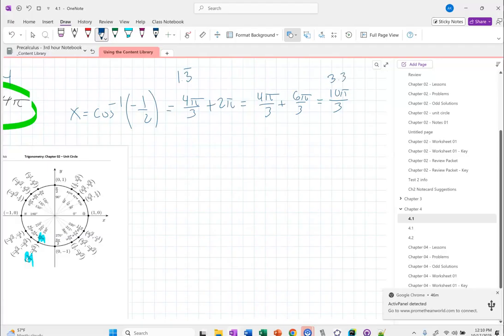Is that between 3 and 4? Yes. So we're done. What would you do if it was still too small? Add another 2 pi and just keep going until you got what you're looking for.